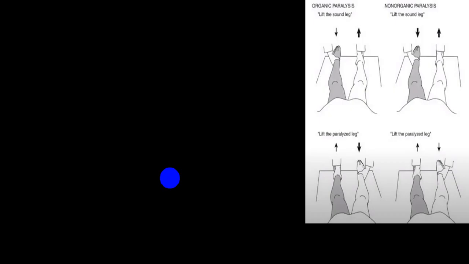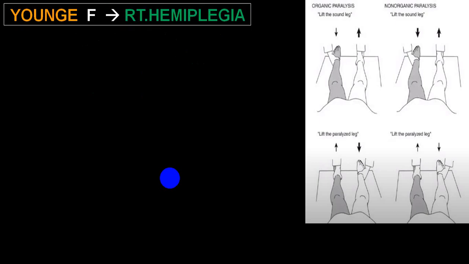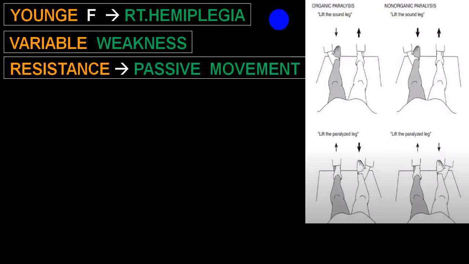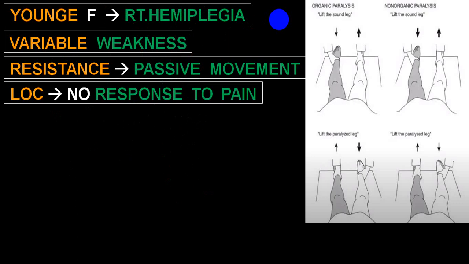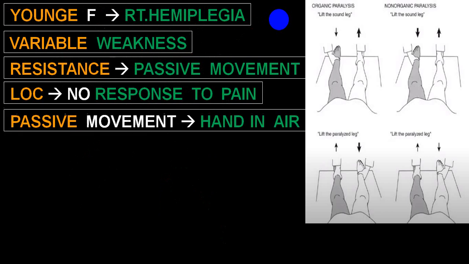This is what we call as classical sign, which you will be able to differentiate between non-organic and organic. Very common in young female. Say, as for example, here the example is given as a right hemiplegia, variable weakness, resistance to passive movements. Person will have no response to pain. Passive movement will show you that there is preservation of movements, and person will not have complete plegia.